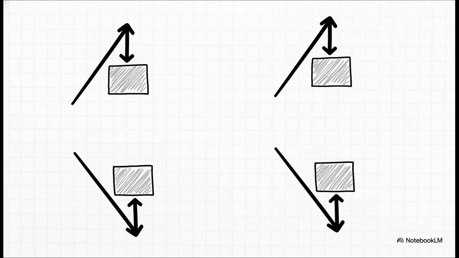You've got rally base drop or drop base rally, which represent major market reversals, your ceilings and floors. Then you have rally base rally or drop base drop. These are continuation patterns. This is where the price simply pauses to catch its breath, builds a quick base, and then just continues exploding in the exact same direction.